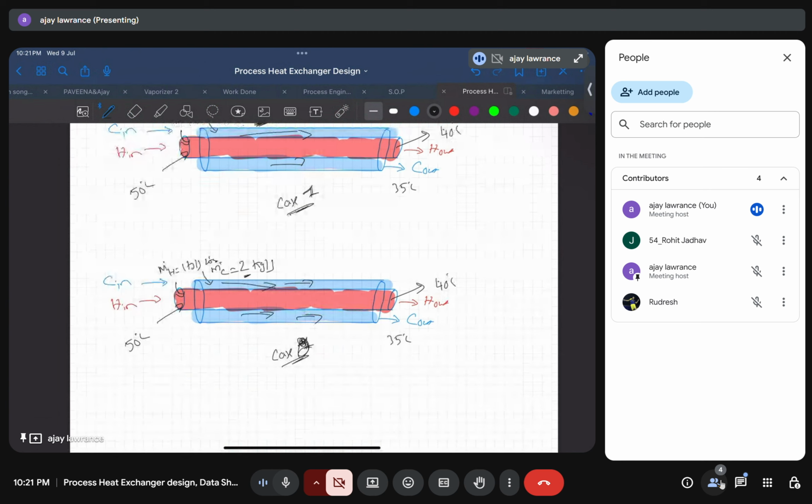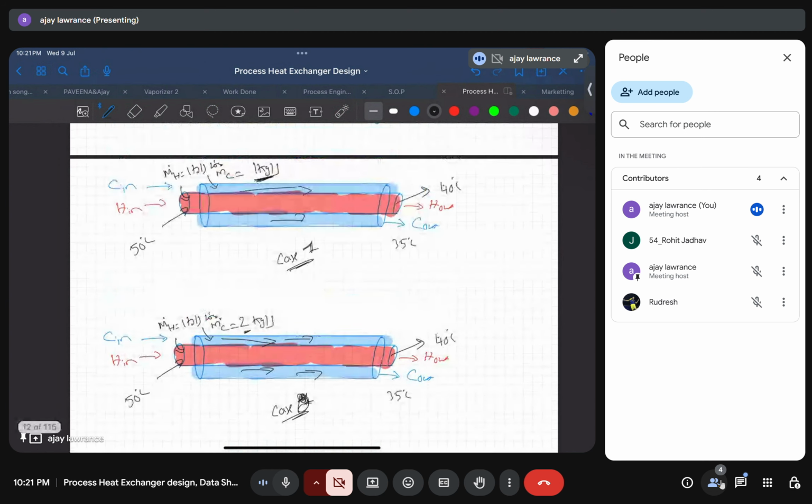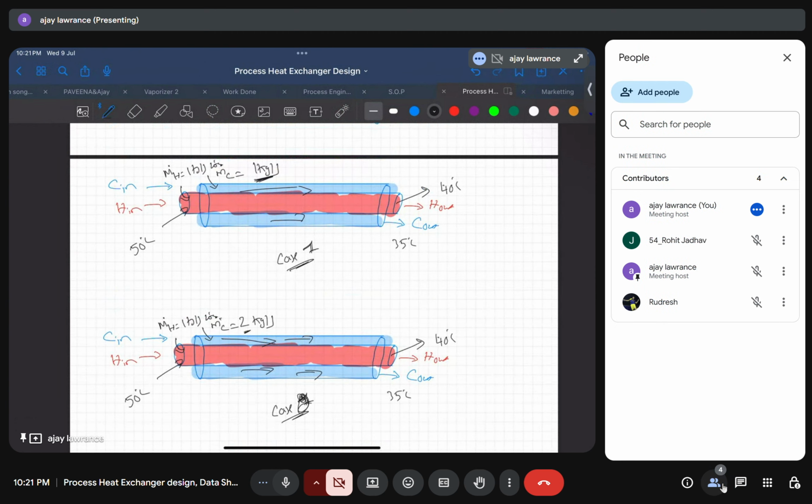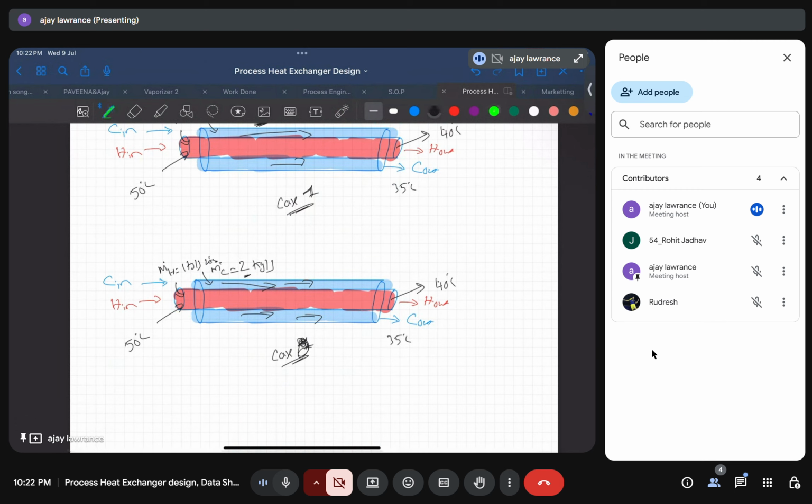If this happens, what will happen? That is my question. What will happen? Less than 35. Which one? Cold fluid will be less than 35. You are saying that this cold one will be less than 35 degrees Celsius. How and why?